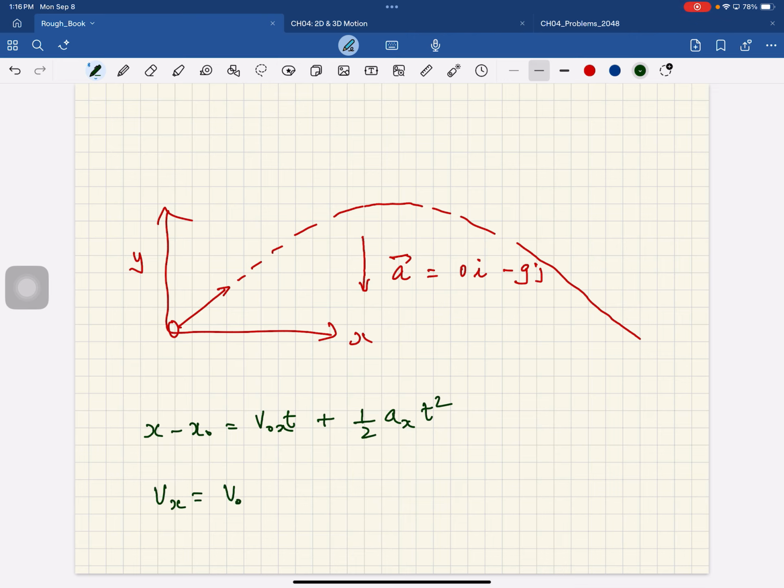Vx equal to v naught x plus ax t. This is the x component of the velocity as a function of time. What is ax? 0. So for this motion, what it's saying is the x component of the velocity at any instant is equal to the initial x component of the velocity. So the velocity is tangent to the path, but the x component remains constant.